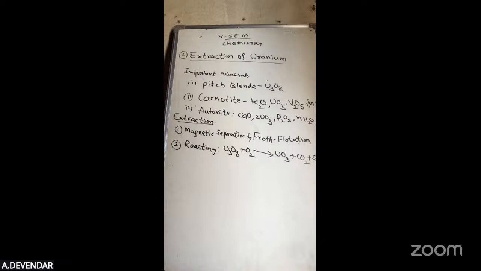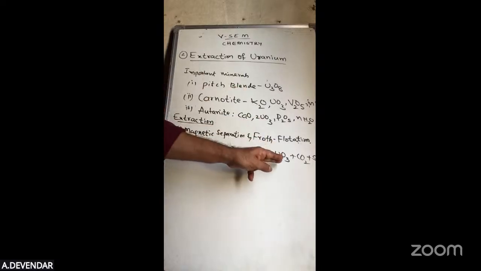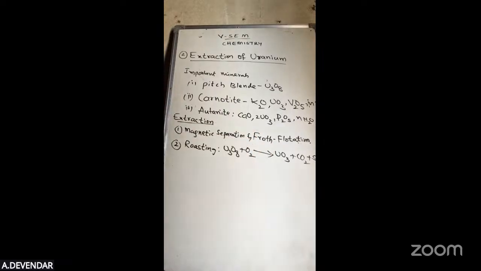So during the roasting process, volatile substances like arsenic and antimony are removed, and then after getting UO3, this is leaching.